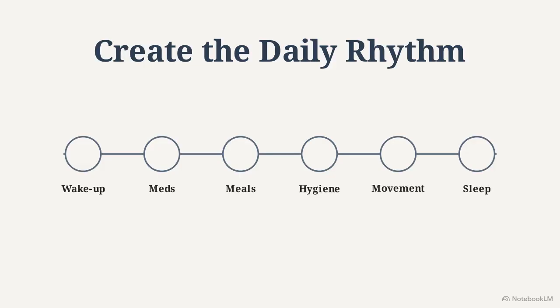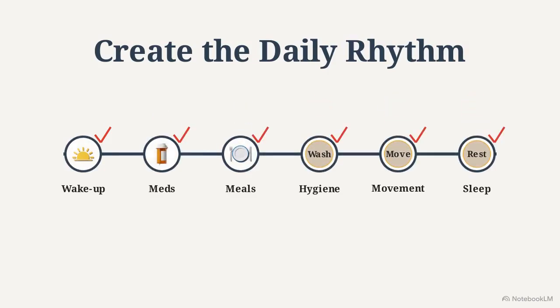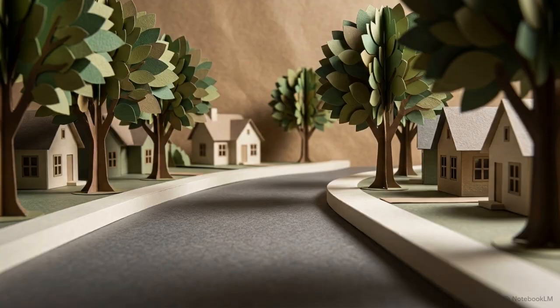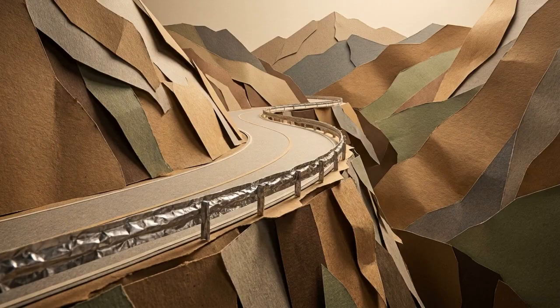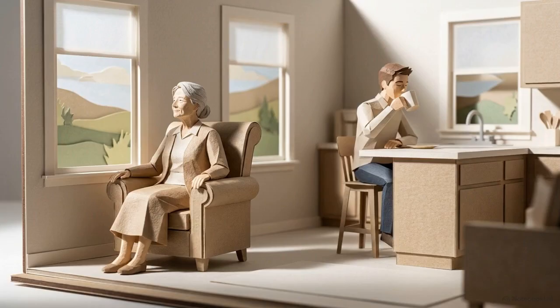You will input the core data points required to run your household: wake-up time, medication windows, meals, hygiene, movement, and sleep. Do not aim for perfection here. This schedule represents loose operational guardrails meant to keep a day from devolving into chaos, rather than a strict military timetable. Documenting a known daily rhythm acts as an anchor. It eliminates unpredictability, which physically calms the nervous systems of both you and your loved one.